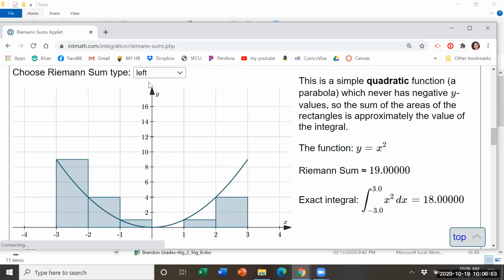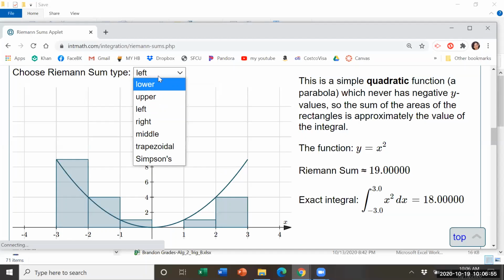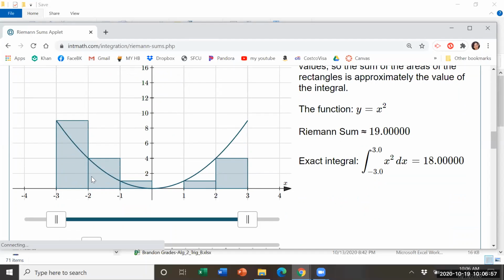Okay, so now let's shift it to right. Oh, and just a note. Okay, on this left side, you guys see the rectangles are an overestimation. This side, it's an underestimation.